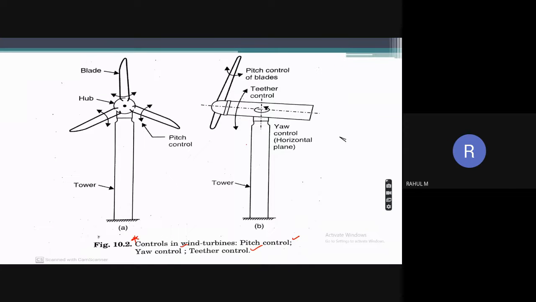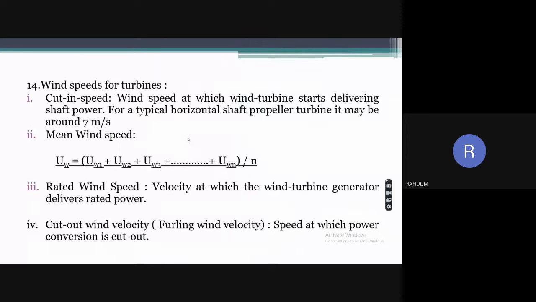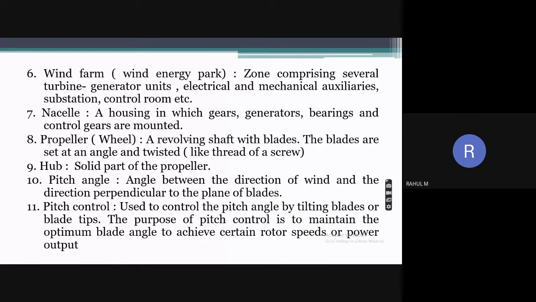So pitch control. Before going to pitch control, you should know what a pitch is in terms of your wind turbine blades. You may note this one. Pitch angle is actually, so this is important, ബാക്കിയുള്ള നമ്മൾ normal സാധനങ്ങളാണ്. So pitch angle is the angle between the direction of wind and the direction perpendicular to the plane of the blades. For example, suppose this is your blade, and the wind is blowing in this direction.